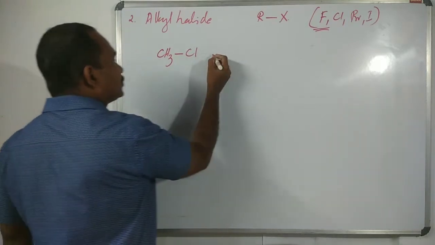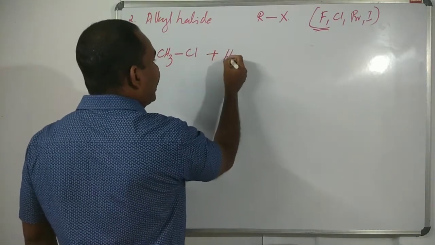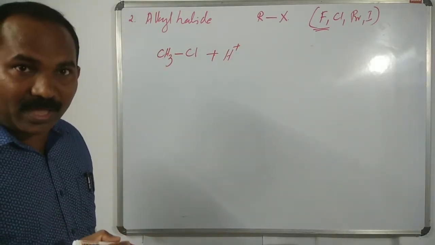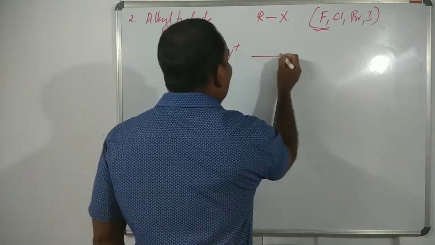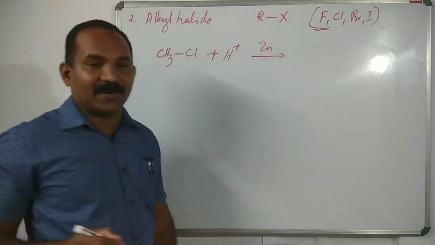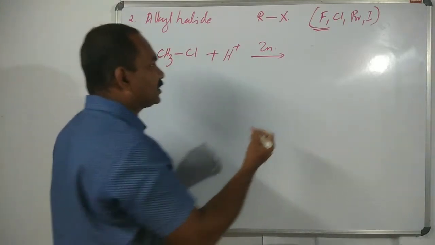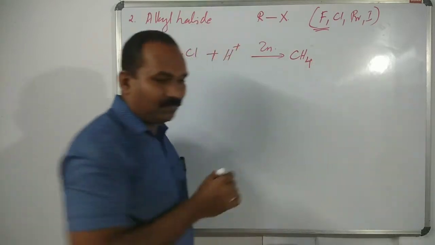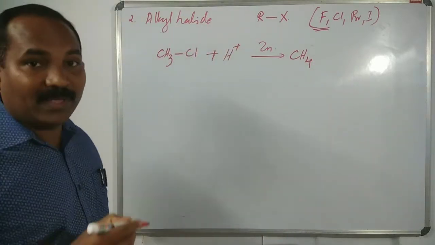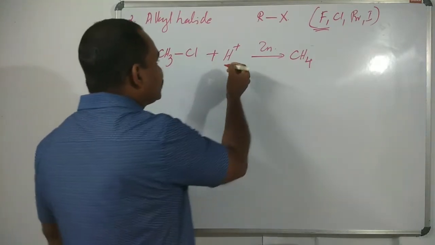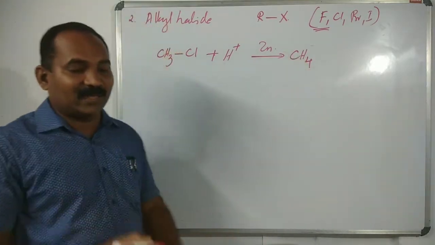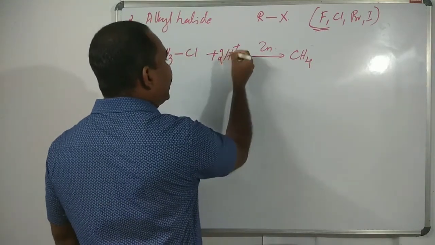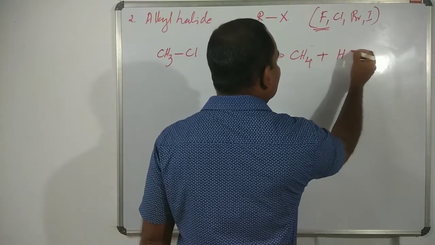We get alkanes. In hydrochloric acid, we know that H plus is present. In the presence of zinc, here zinc is the catalyst, we get methane. The byproducts are HCl, no need to write it. Here 2H plus, we can write that HCl.